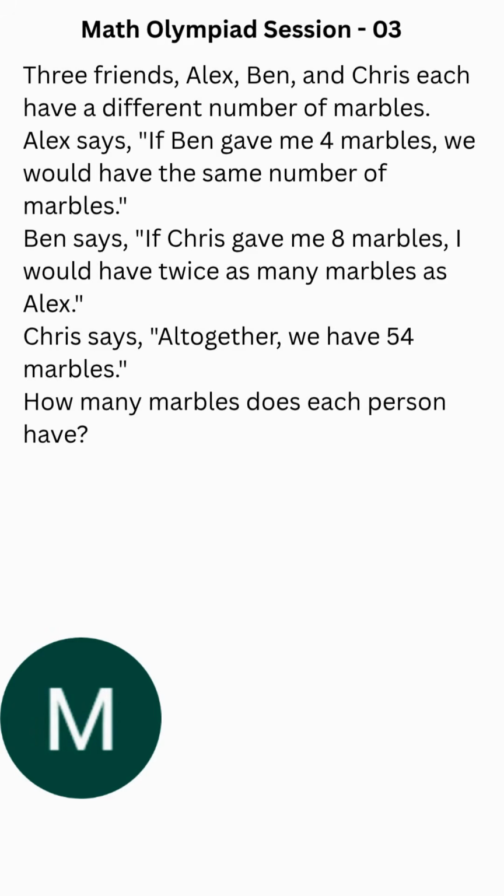So this question is about equations, where we have been given three friends, Alex, Ben, and Chris. Each of them has a different number of marbles. Alex says, if Ben gave me four marbles, we would have the same number of marbles. So that means Alex and Ben would have the same amount of marbles if Ben gave him four marbles.